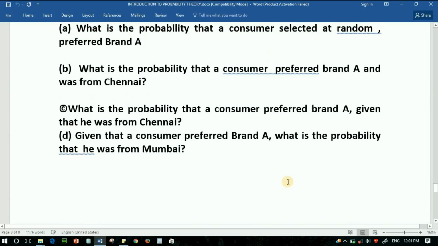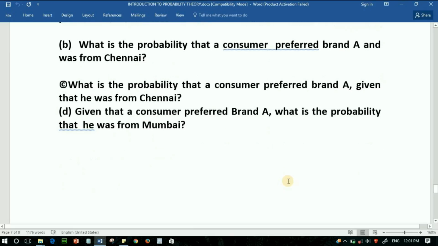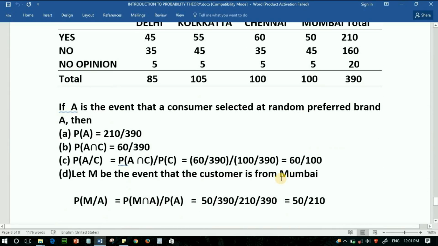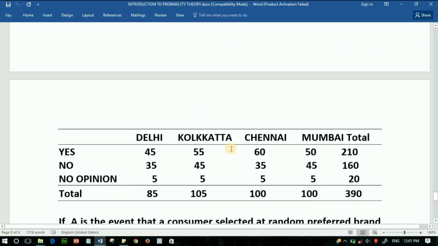The second question is, what is the probability that a consumer preferred brand A and was from Chennai? Here you can see that he preferred brand A and he was from Chennai. The number of cases is 60. So the favorable number of cases is 60 and the total number of cases is 390. That is 60 by 390.